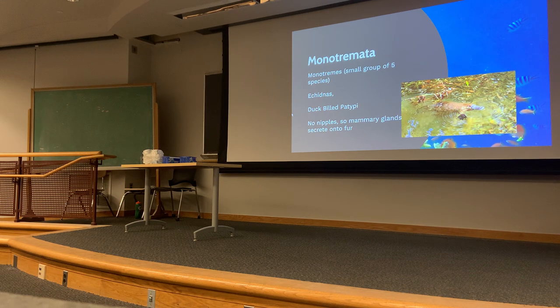These are echidnas and duck-billed platypi. This small group has only about five or so species. And kind of opposite to the rest of the mammals we'll see, they don't have any nipples, which I think is funny. So when they're feeding their young, they just secrete their milk onto their fur, and the young will lap it up from there.